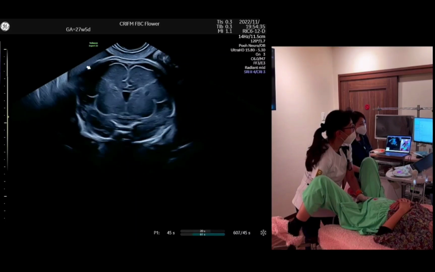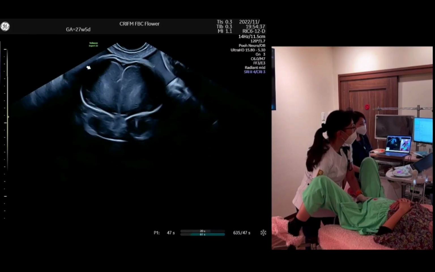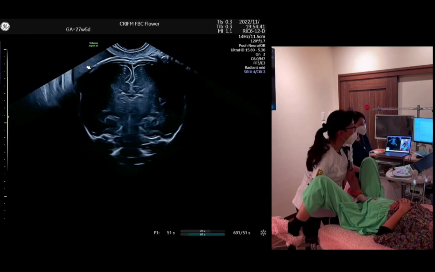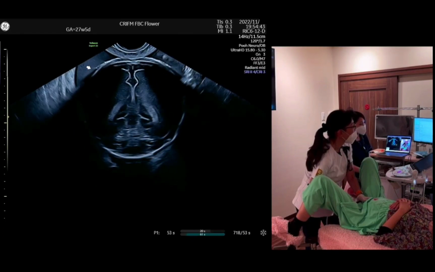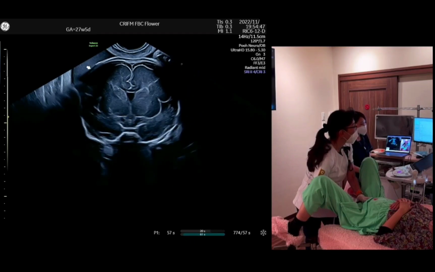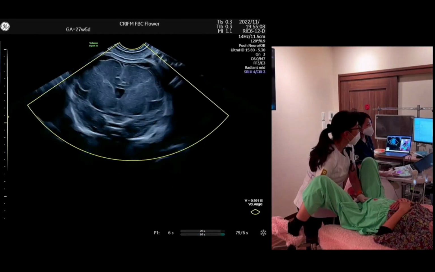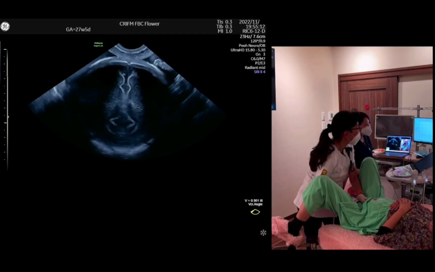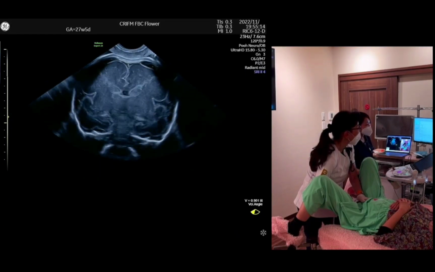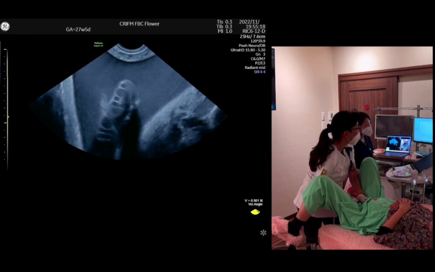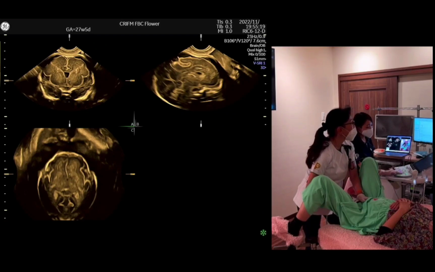Then I rotate the probe 90 degrees and you can see the coronal section. You can see from frontal to occipital region of the brain by moving the probe. Then 3D. Put the ROI, and this is the fun scan of 3D acquisition, and immediately after the acquisition you can get the 3D three orthogonal view.